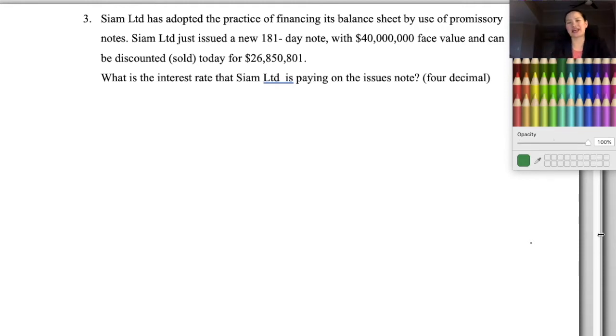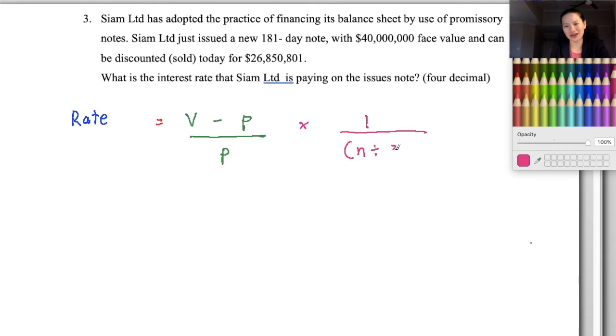Now we do it again. I write it down for you. Okay, rate equals face value V minus discount price P over P, multiplied by 1 over N divided by 365. Okay, and I know that. I read this one.